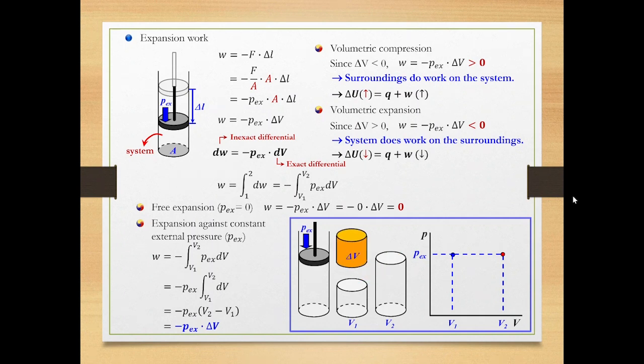The volumetric difference between V1 and V2 is represented by delta V. Then, the work done by the system is equal to negative P external times delta V, and it is the same as the area of the green rectangle on the PV plot.